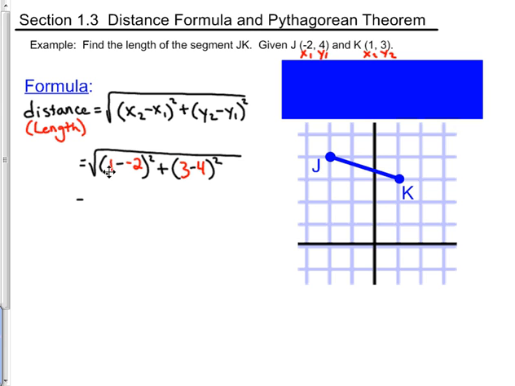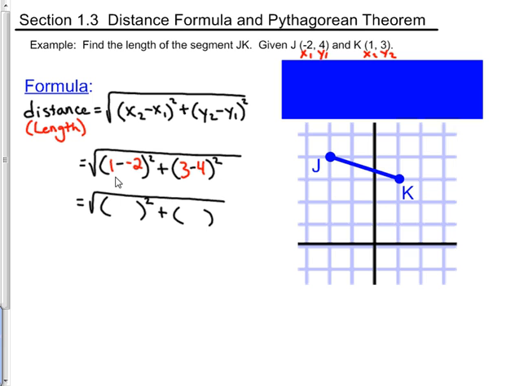The first thing I'm going to substitute in is my x values. So x2 we labeled as 1. x1 we labeled as negative 2. y2 is 3. y1 is 4. I substitute those in. Notice everything in red is the substitution of the points that we labeled above. The next thing we're going to do is simplify what's inside the parentheses.